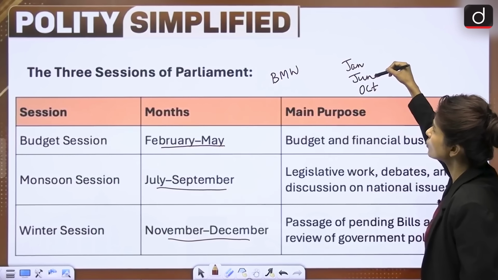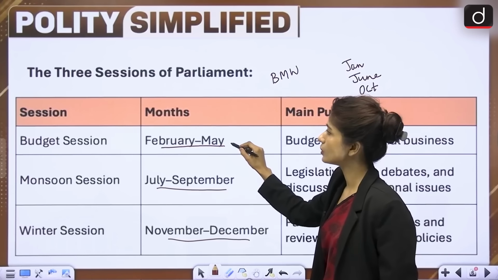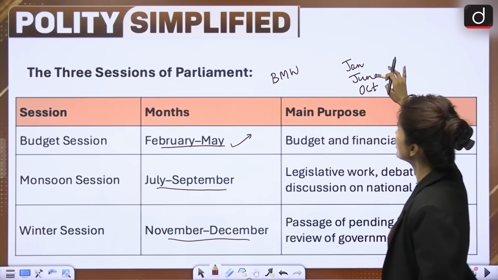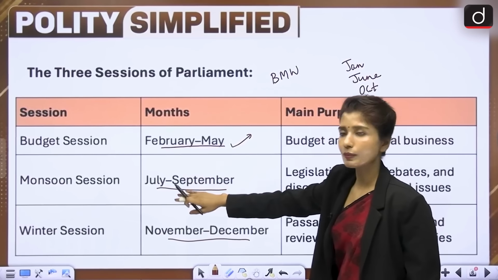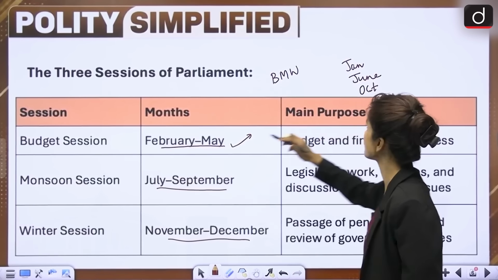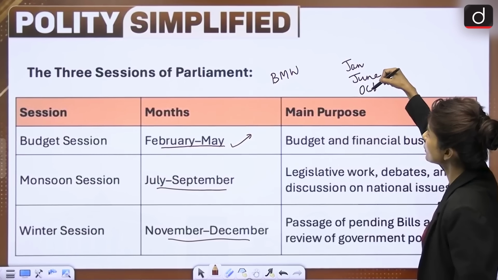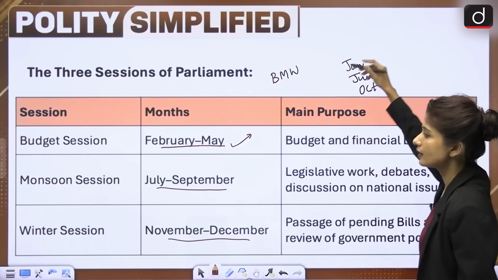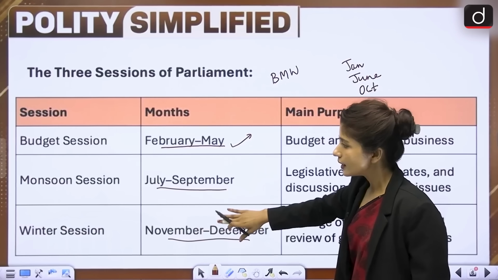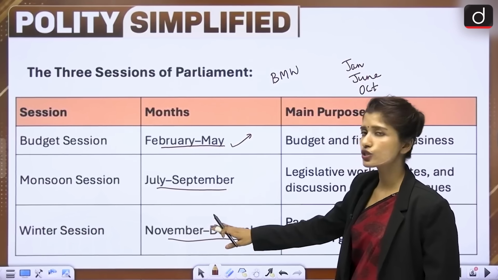So between January to June is February to May, so then the budget session happens. Between June to October is July to September, then the monsoon session happens. And again, as you can see, between October to the next January, there is November, December, so then the winter session happens, which is also the shortest session.